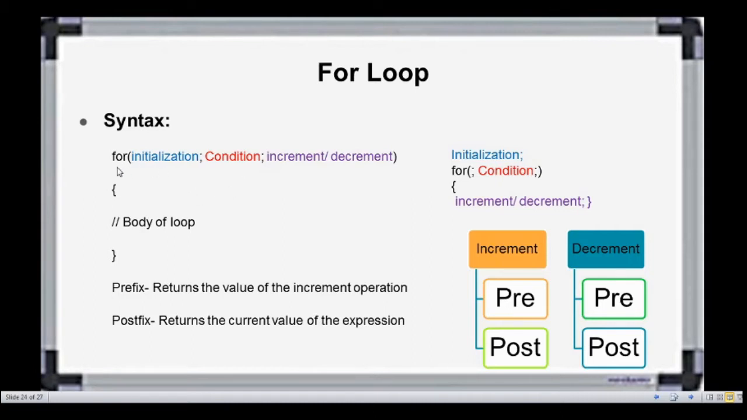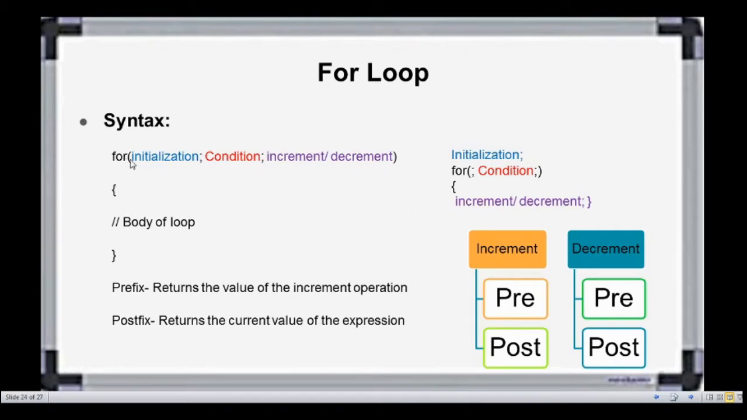The syntax of for loop is for, then initialization. Here is your initial condition. Then the condition. And the third part is increment or decrement. You can increment the value of a variable or you can decrement it. And after this for, you can write the set of instructions, the block of code, inside curly brackets. If there is only one statement, there is no need for curly brackets.